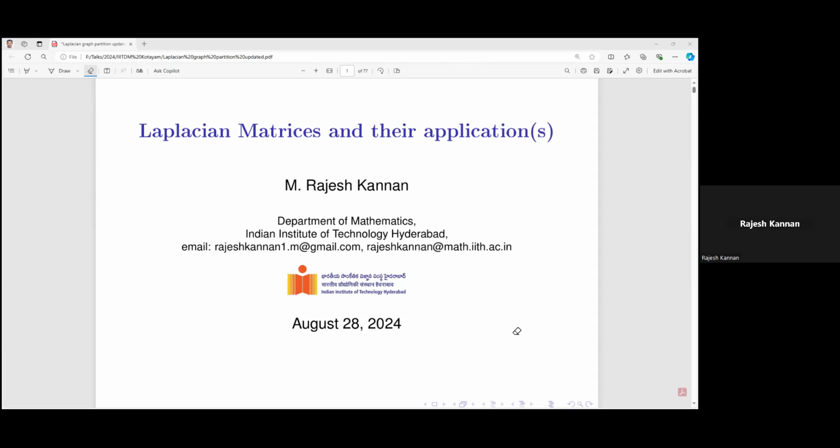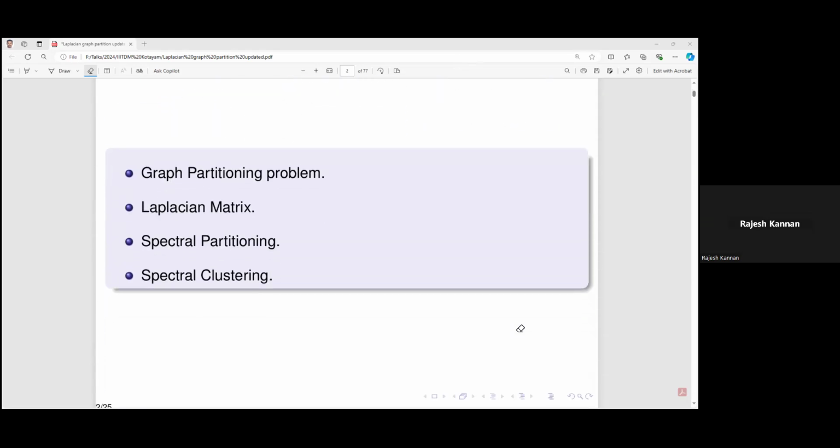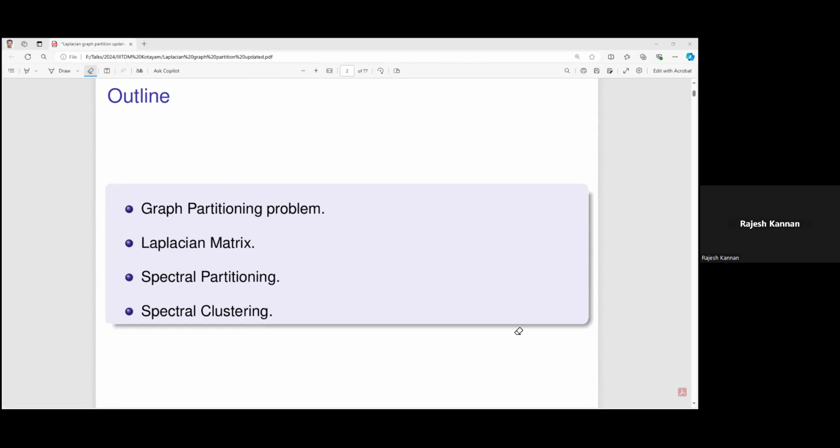Okay. Yeah. So as the title says, thanks for the invitation and thanks for the nice introduction. I'll be speaking about Laplacian matrices of graphs and their applications. So this is a brief outline. I would like to introduce a problem. It's called the spectral graph partitioning problem. We'll see that this graph partitioning problem is not an easy problem to solve. In terms of computational complexity, it is one of the hard problems.